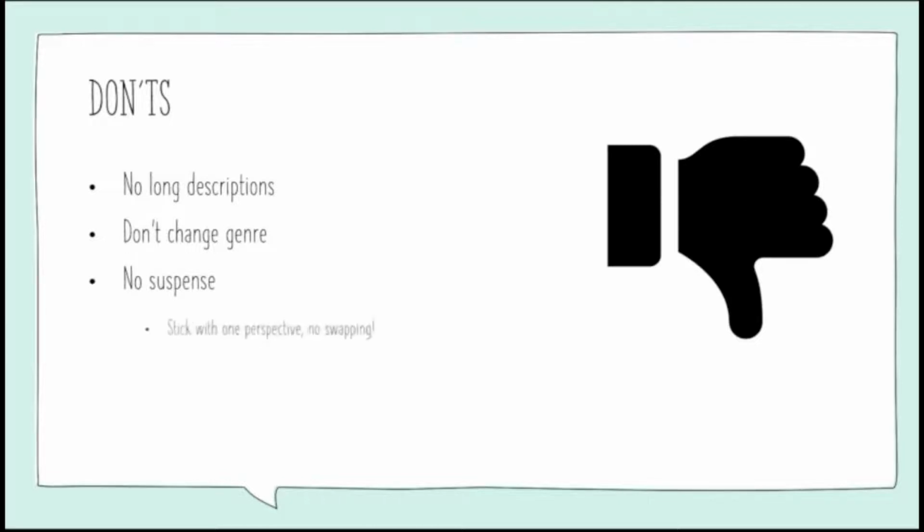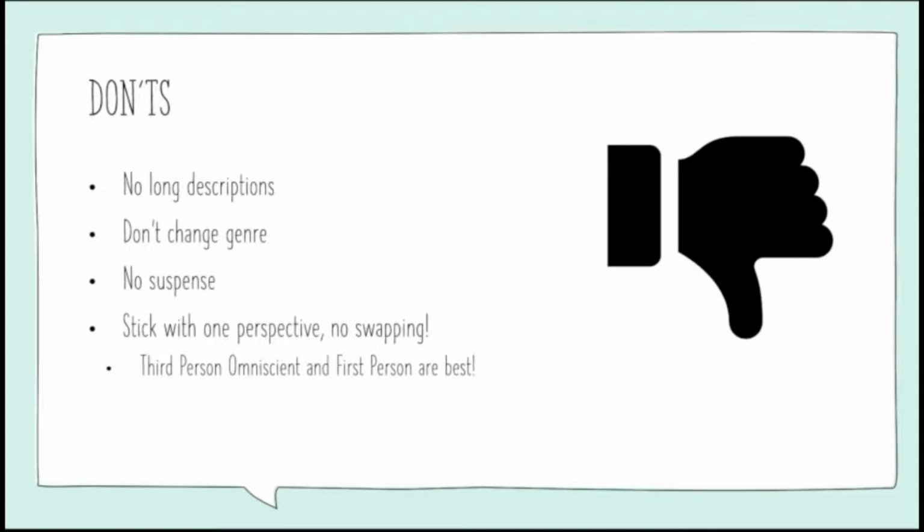Finally, don't change the perspective the story is written from. You don't have the luxury of space to explore the tale from different points of view. So pick one and stick with it. The easiest to write from is usually third person omniscient and first person.